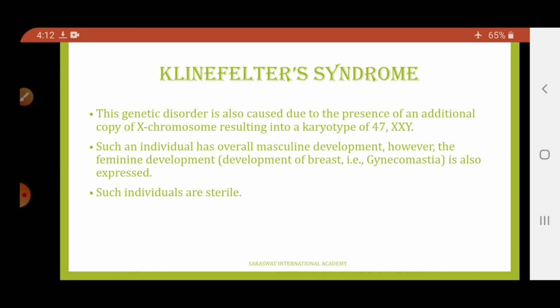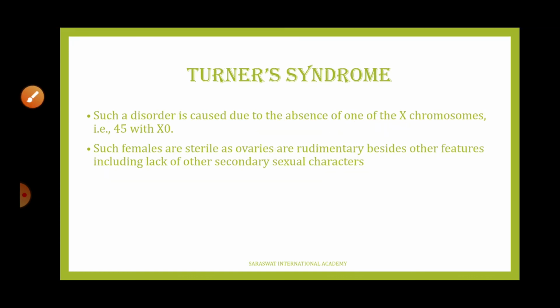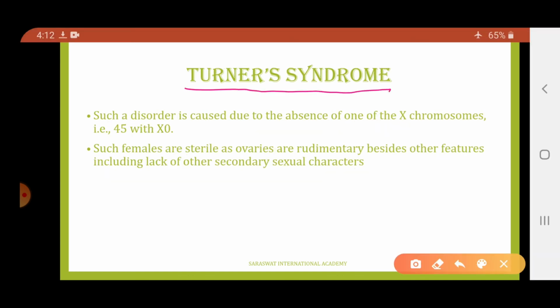नॉर्मल कितने क्रोमोसोम्स होते हैं? 46. इंस्टेड ऑफ 46 कितने क्रोमोसोम्स हो गए? 47. कौन सा बढ़ा? सो एक एक्स क्रोमोसोम इंक्रीज हुआ. सो इट इज़ अ ट्राइसोमी ऑफ अ सेक्स क्रोमोसोम इन द मेल्स. Another one is the Turner syndrome. It is caused due to the absence of one X chromosome.